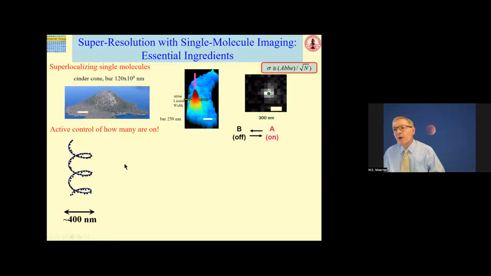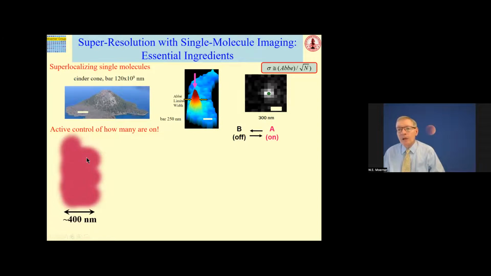Now, what happens if I turn all of the molecules on at the same time? Then I see these blobs that correspond to those spots that I've been talking about, the 200 or 300 nanometer spots, this one up here. All of these spots are overlapping, and so you do not see the detail. And this is why the diffraction limit is a problem.